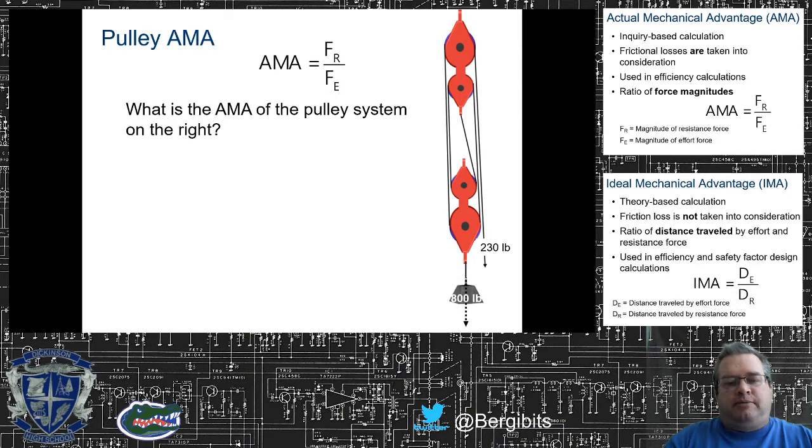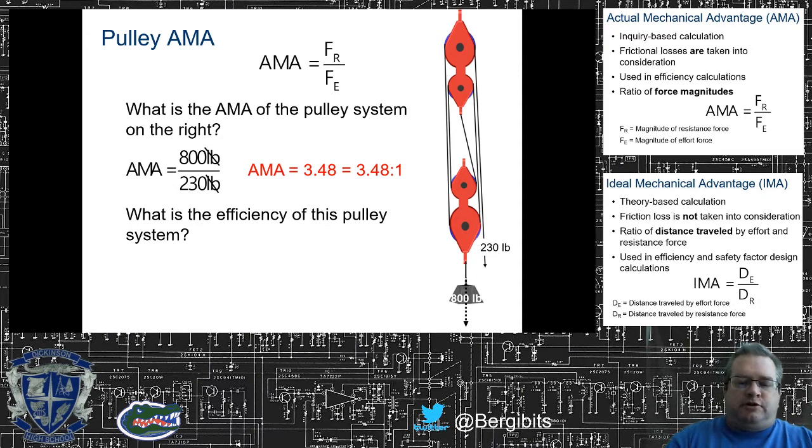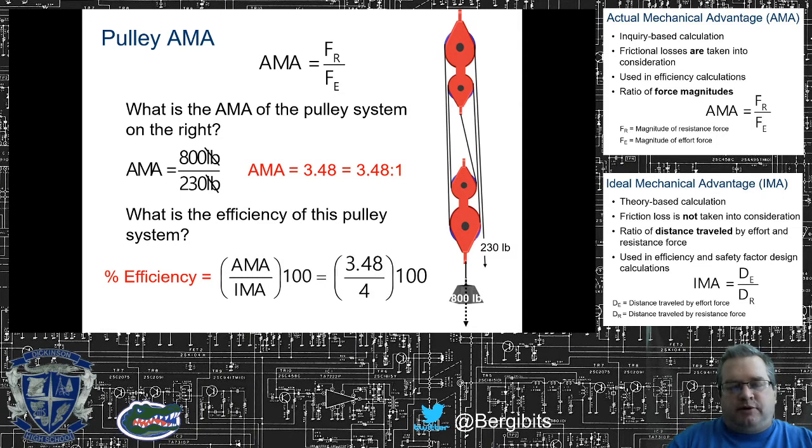Pulley AMA. AMA is force resistance divided by force effort. Force resistance is 800, divided by force effort, which was 230. The units, measured in pounds, cancel out, so we get 3.48 as my AMA. What is the efficiency of the pulley system? AMA is 3.48 divided by 4 times 100 is 87%.